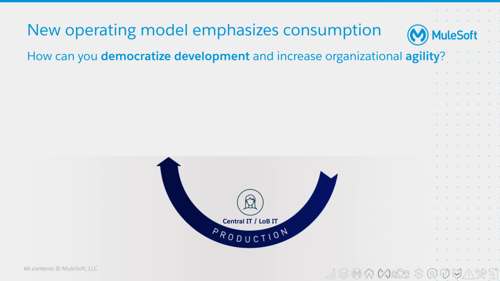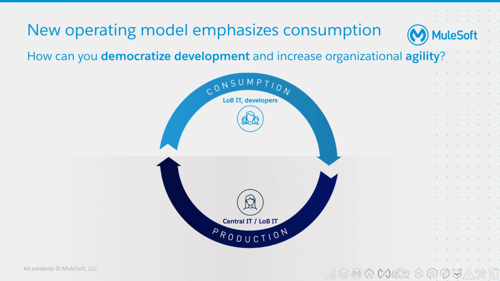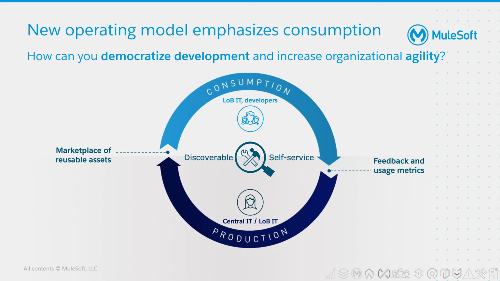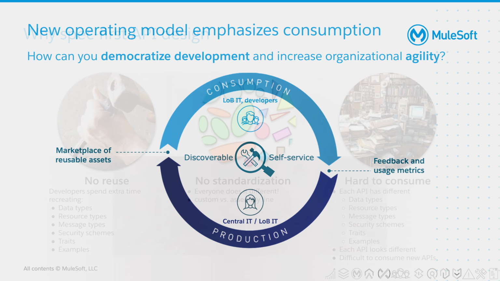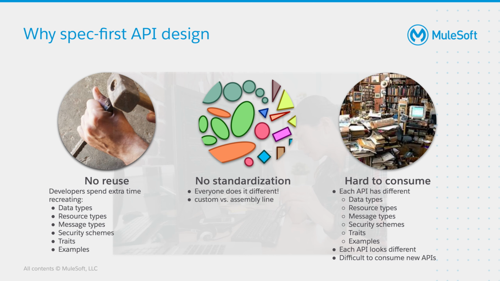And that better way is instead of focusing on production, the new operating model focuses more on the consumption side. And that allows us to actually create a marketplace of reusable assets where someone can go out in a self-service fashion, discover those assets, and register to use them, as well as provide feedback around those assets or APIs. And then the owner of those APIs gets usage metrics around it. This allows us to democratize development and increase organizational agility because now we're taking more of a consumption-focused approach than a production-focused approach.